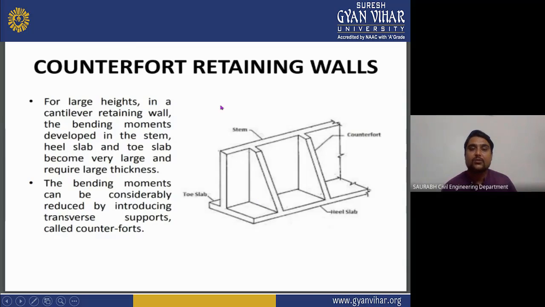Now we will see the counterfort retaining wall. This is for a very large height of a retaining wall. In the cantilever retaining wall, the bending moments developed in the stem, heel slab, and toe slab become very large and require too large a thickness.